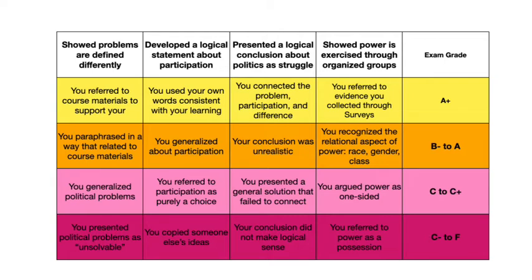And then similarly in the F and C- range, you'll stay in this place as if you had never taken this class at all and haven't learned anything. You'll still be thinking about political problems as unsolvable, or just people's opinions, or just the things that happen in the media. You probably also will copy someone else's work. You'll have copied and pasted from the internet, and so your conclusion won't make any logical sense. It won't connect to any of the other things you've said in class. And you'll probably continue to refer to power as a possession as opposed to being exercised through organized groups. And so basically on the top line here, this is what you want to be able to show me that you can do.